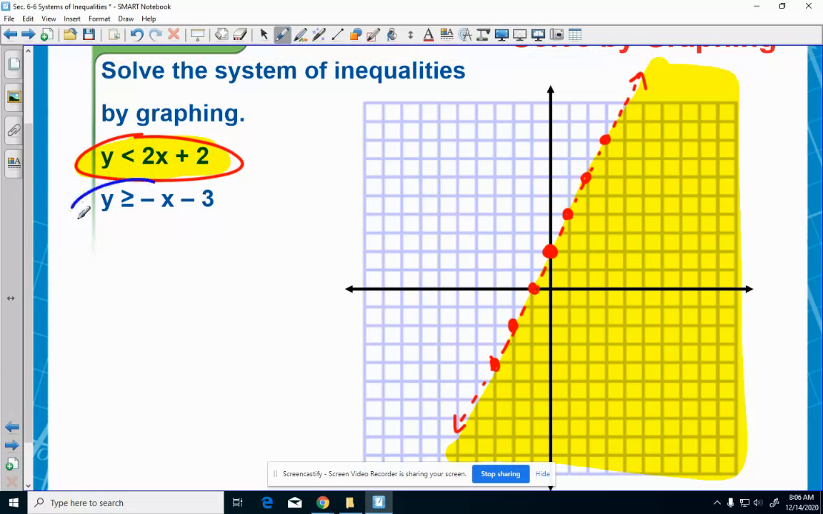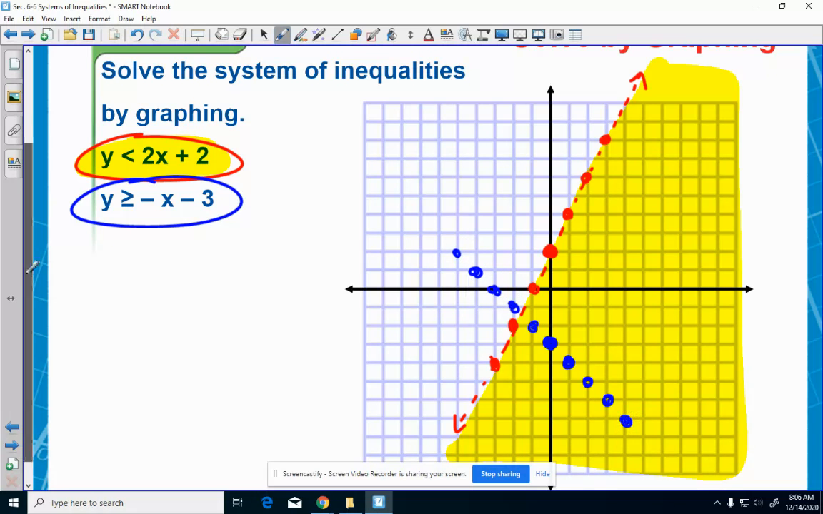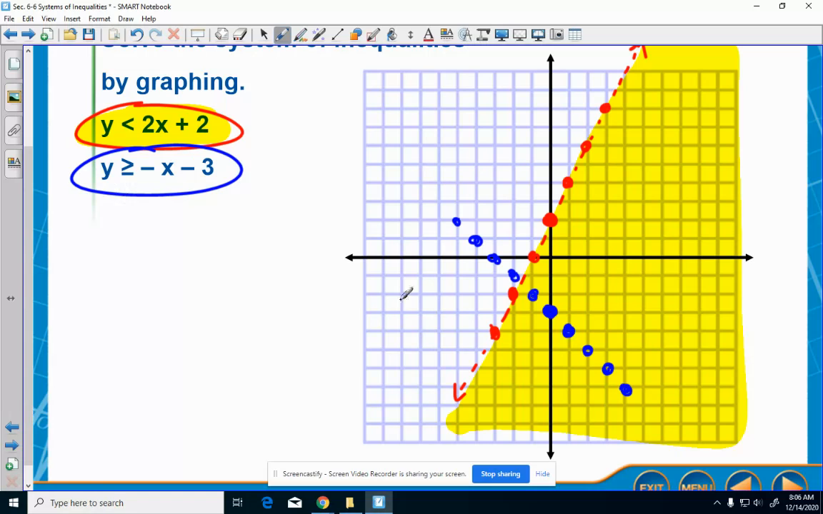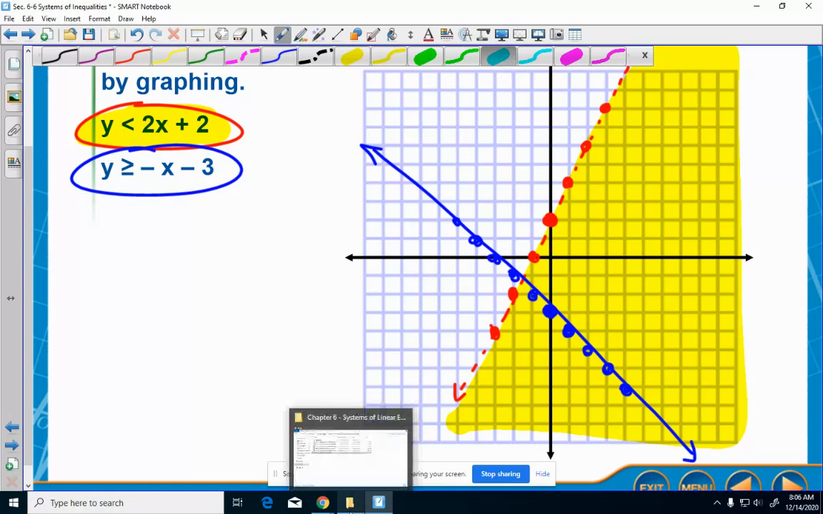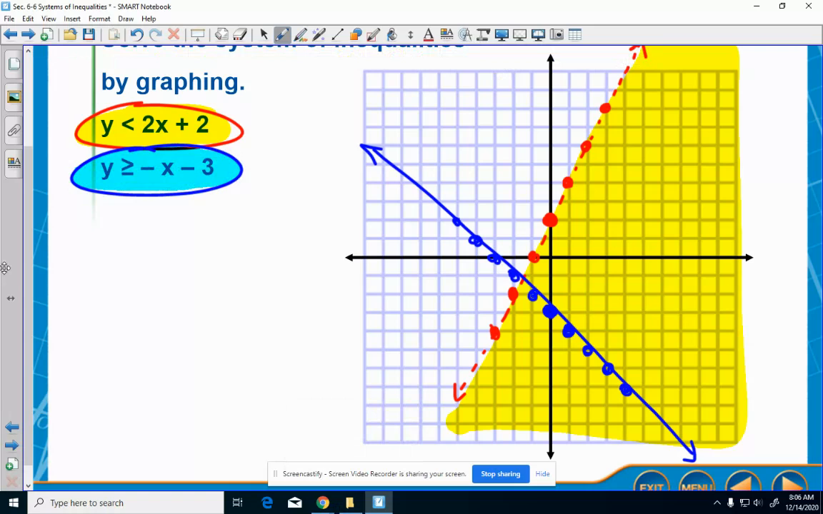Now, in a system, we have to have more than one. So here's our second one. It has a y-intercept of -3, and has a slope of -1, negative, down and to the right, or up and to the left. So anything along this path. Now this one has an equal to in it, so this line is not going to be dotted. This line is going to be solid. And I'm looking to shade above.